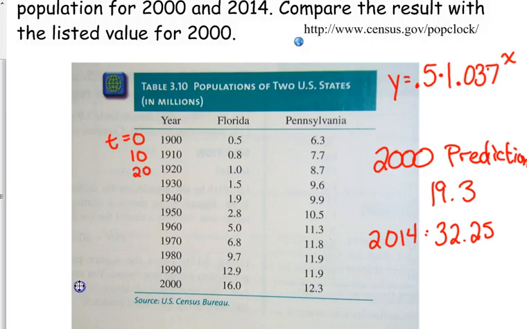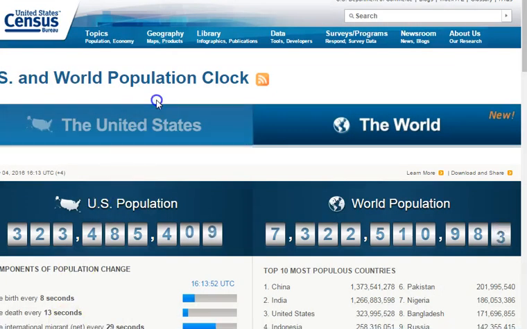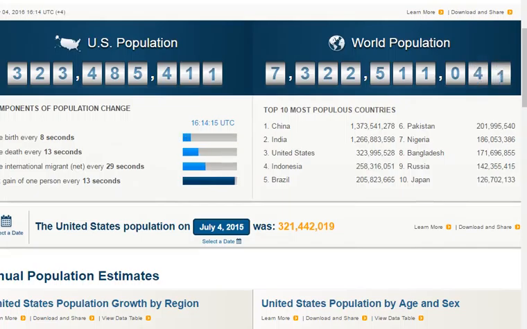Now, if you're ever curious, I know some people are, some people really aren't, but the United States Census Bureau has a world population clock that you have access to online. So here is the predicted U.S. population right at this instant. The population clock is pretty interesting because they show you the aspects of population change. There's approximately one birth every 8 seconds, there's one death every 13 seconds. Every 13 seconds, the United States theoretically gains a new person. Pretty interesting. And then it shows the top populated countries in the world.